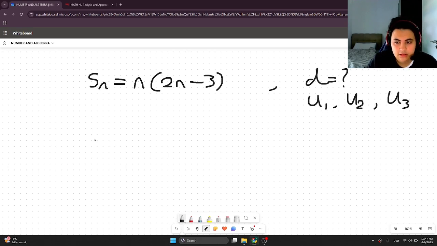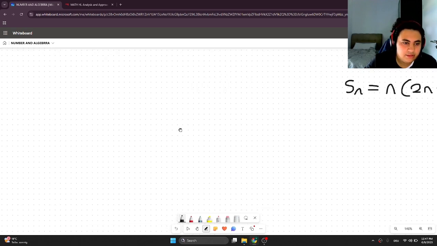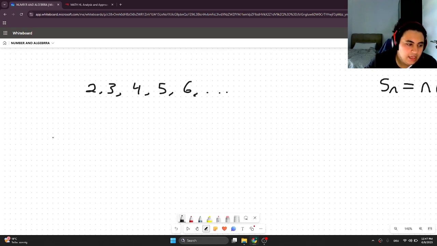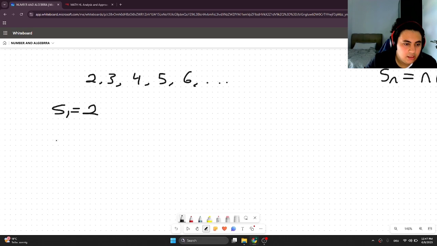So first of all, let me write a random, simple arithmetic sequence. You have 2, 3, 4, 5, 6, and it keeps on going. If I were to say the sum of the first term, the sum of the first term is going to be 2. So that means the sum of the first term is equal to u1, because the sum of the first term is indeed equal to the first term itself.